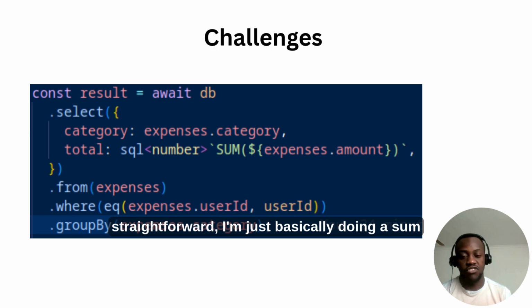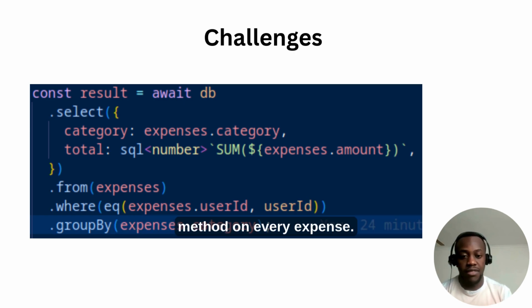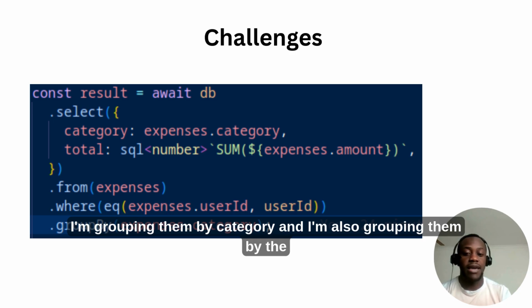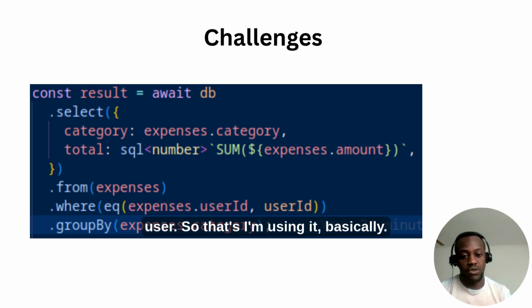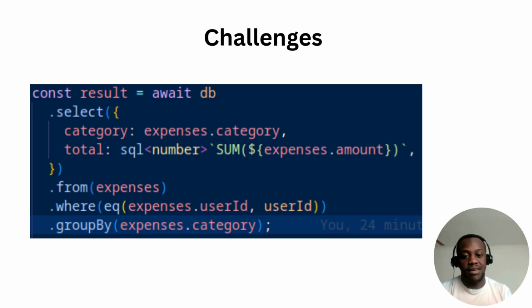Relatively straightforward. I'm just doing a sum method on every expense. I'm grouping them by category and I'm also grouping them by the user. So that's how I'm using it basically.